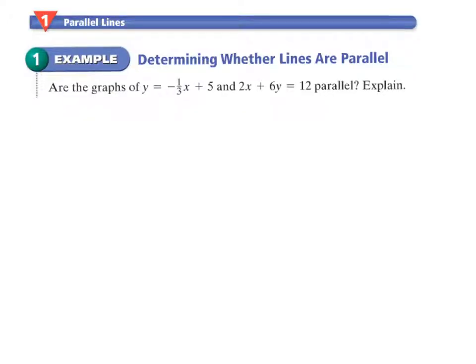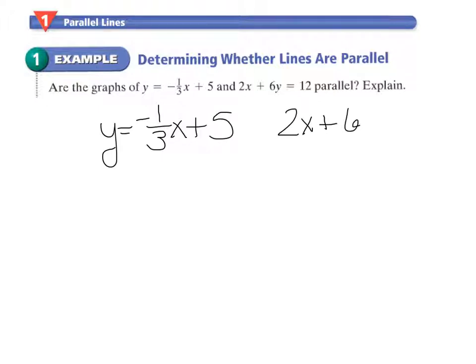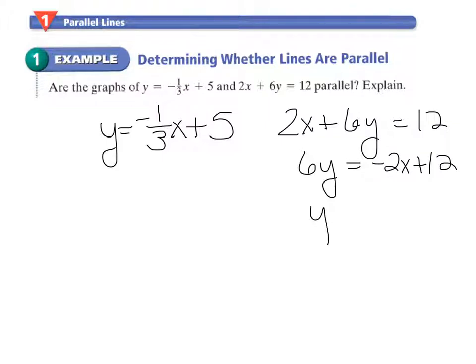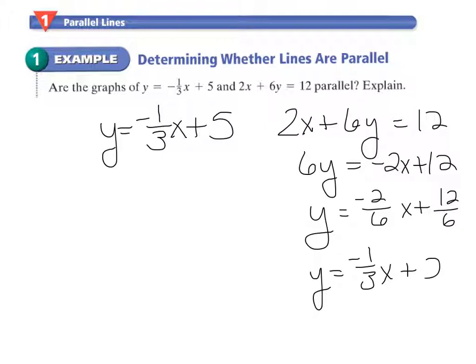In example 1, we're talking about parallel lines. I want to know, are these lines parallel? In order to determine if they're parallel, we need to find their slopes. In order to find the slope, we've got to put them in slope-intercept form. So the first equation is already in slope-intercept form. The second equation is not. So let's do that. We subtract the 2x. That gives us negative 2x plus 12. I divide everything by 6, which gives me y equals negative 1/3 x plus 2.